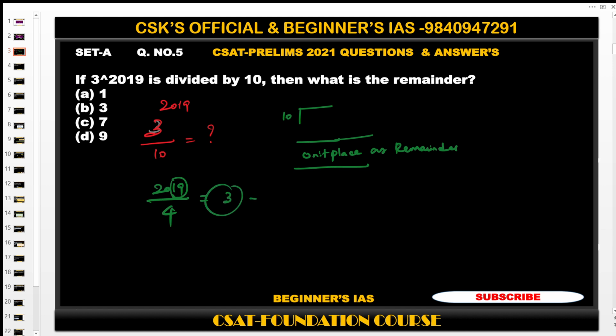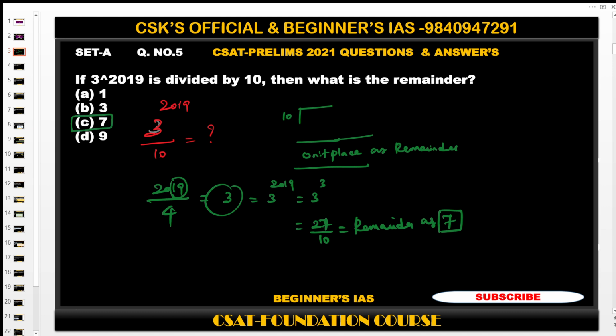In such a case, this 3 power 2019 is equal to 3 power 3, which is equal to 27. When 27 is divided by 10, it gives remainder 10. Sorry, remainder 7, when you divide this by 10. So the answer for this question is 7.